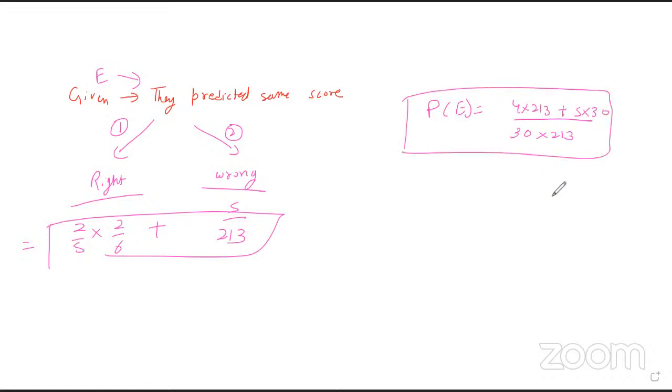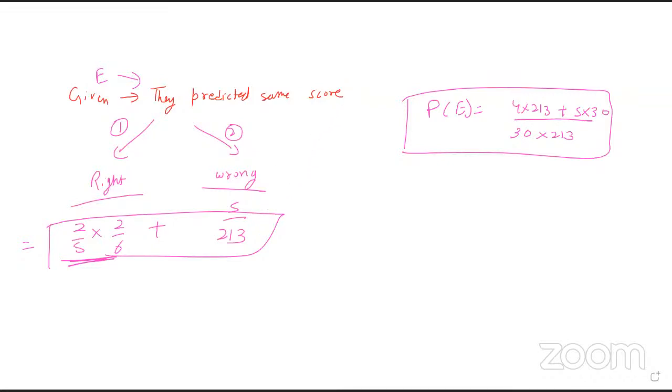Why is it a multiplication? We can write the right score as 1 minus 5 by 213. If they're predicting the same score and they are wrong, then it is 5 by 213. So if they are predicting the same score and they are right, then it will be 1 minus 5 by 213. I'm asking the person who is telling this, why is multiplication done there?